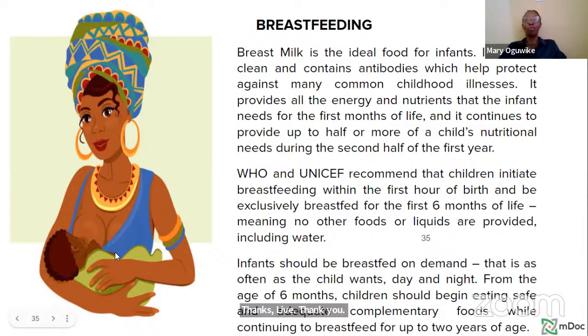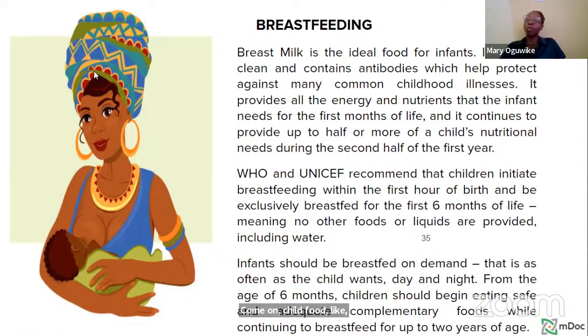Okay, we've talked about food, we've talked about the essential nutrients, we've talked about the sources, we've talked about water. Now we're going to talk about breastfeeding. Now, as a healthcare professional, we encourage mothers to breastfeed their babies. Why? Because breast milk is the ideal food for infants. It is safe, it is clean, it contains antibodies, which are proteins that the body makes to fight against common childhood illnesses like the flu, the catarrh, infections like pneumonia, and also ear infections.